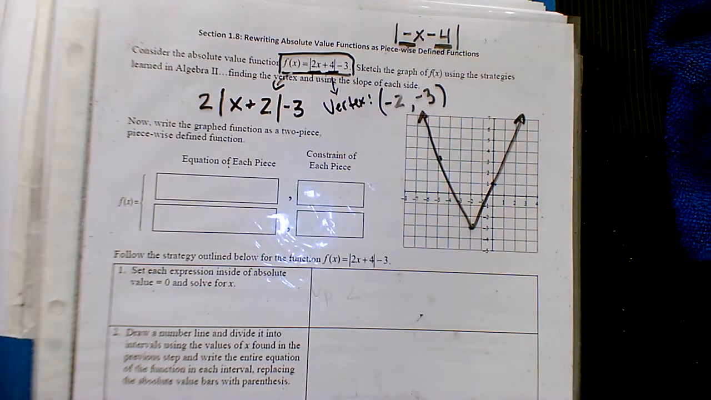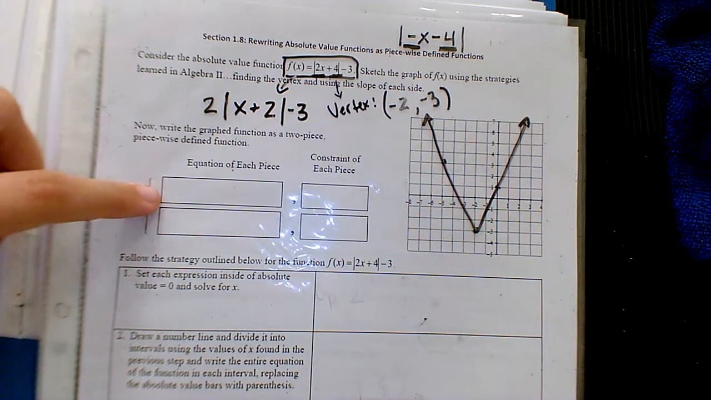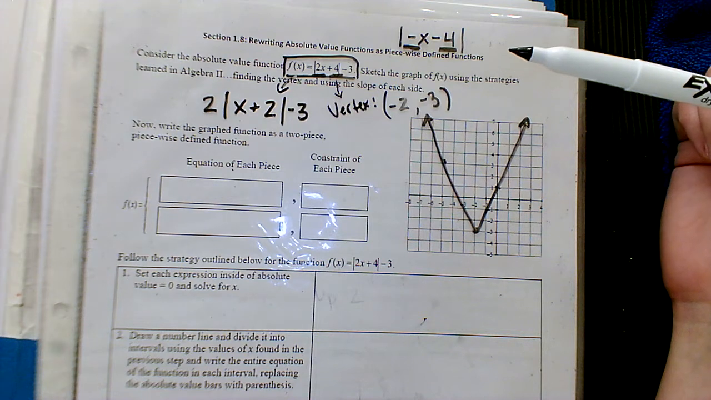So what we're going to try to do in this section is go from a V-shaped graph and write it as a piecewise function. So if you think about the V shape, you essentially have 2 lines on either side. So we're going to figure out the equations of those lines. Okay, we have 2 lines, so we're going to have 2 pieces. What information do you think would be useful to determine to write the equation of a line?